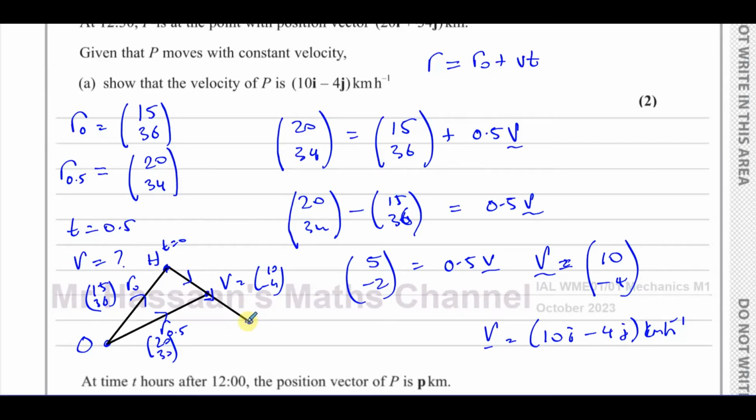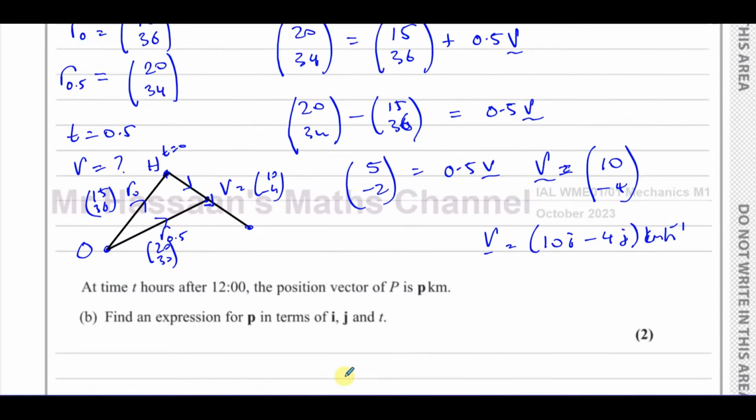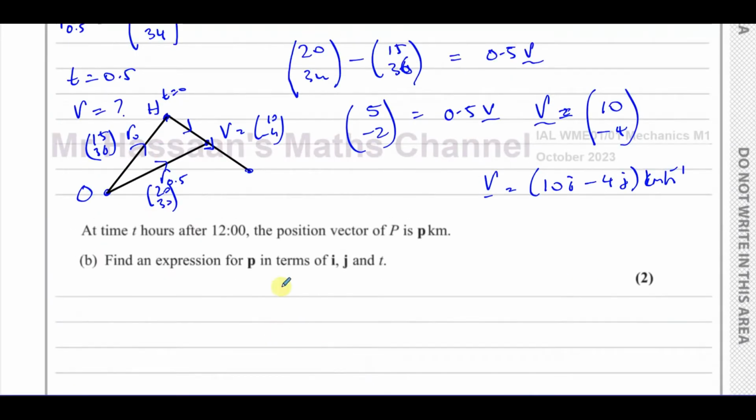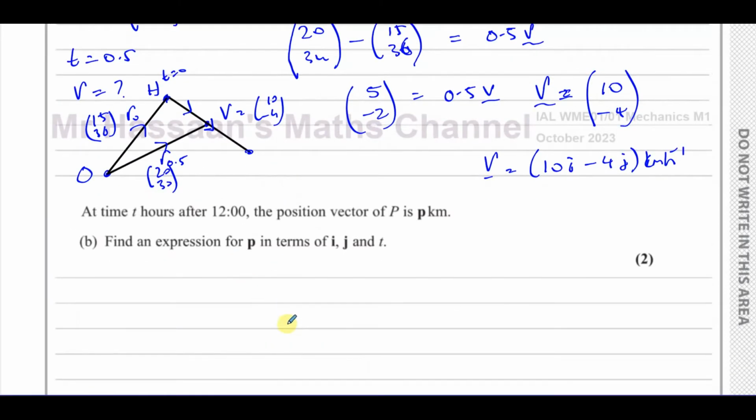Okay? But the position vector of the point P, or where P is moving, will be given by this, which we're going to actually do in part B. I've gone a bit too far here. So actually, I've explained part of what we're going to do. They said at time t hours after 12, the position vector of the particle P is given by p kilometers. So that's what they want us to find: the position vector in terms of vectors i, j, and t.